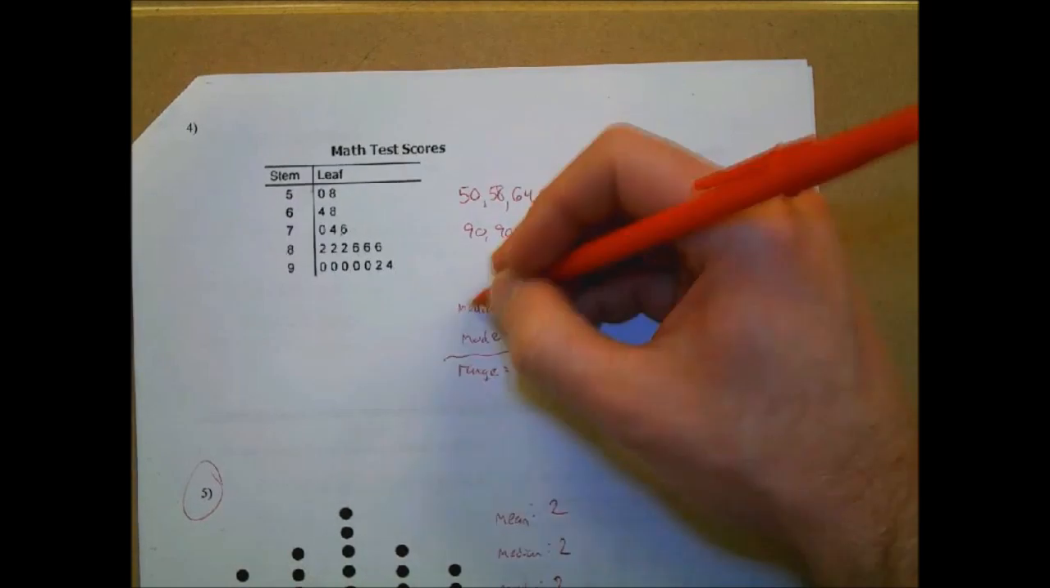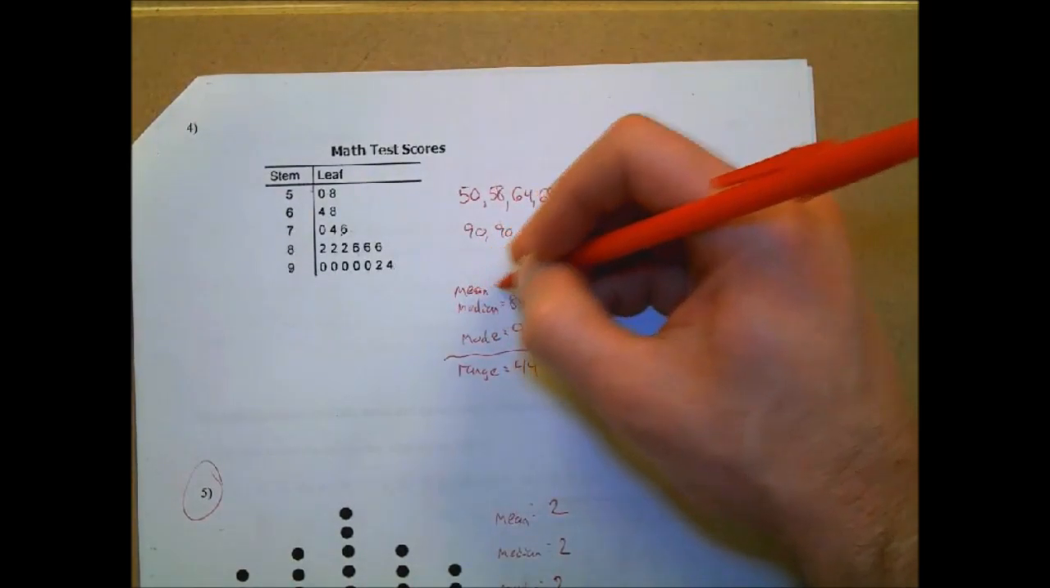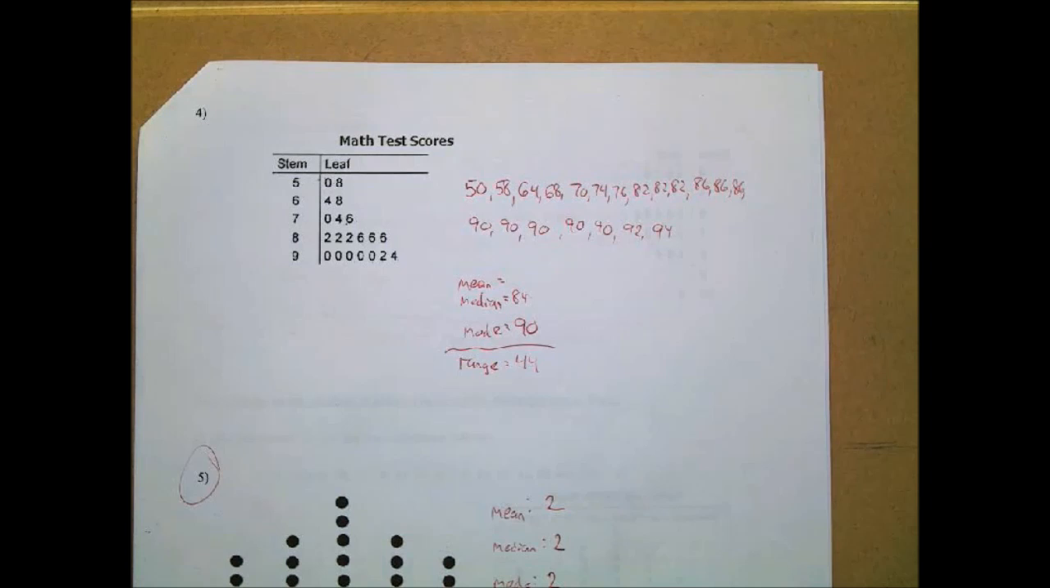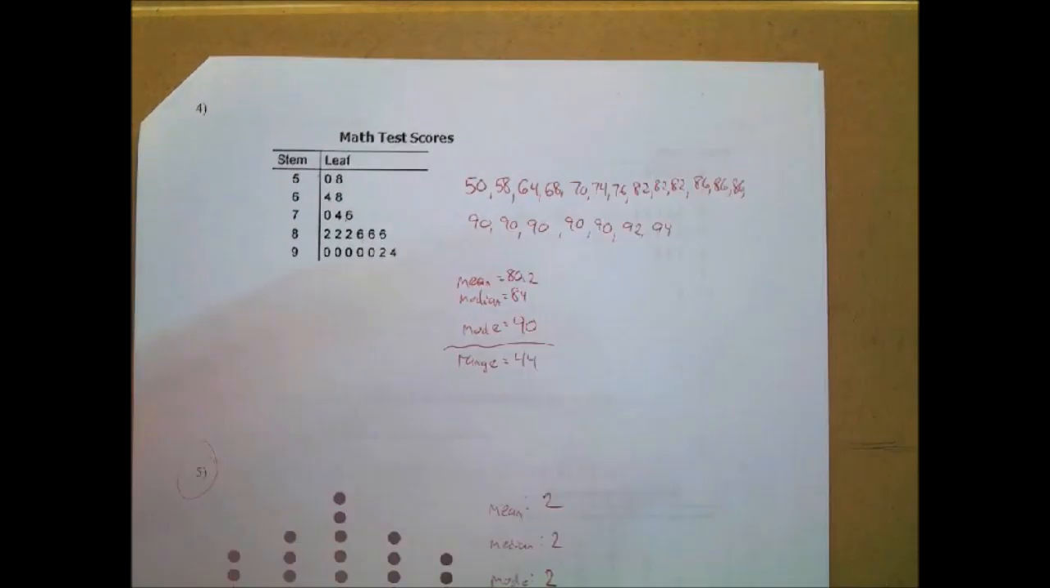I didn't do the mean just because it's going to take some time that I don't want to take to do it. Oh, is it? Okay, thank you. 80.2. All right. So that's how you read information from a stem and leaf plot.